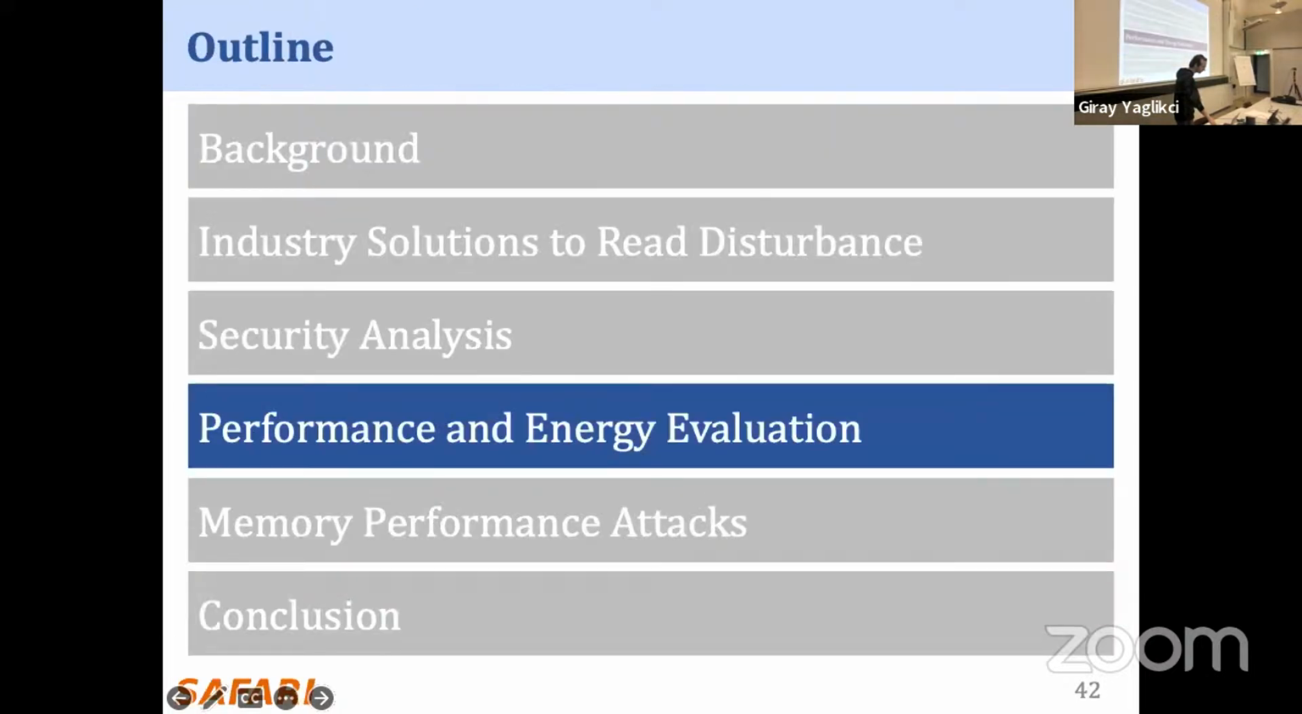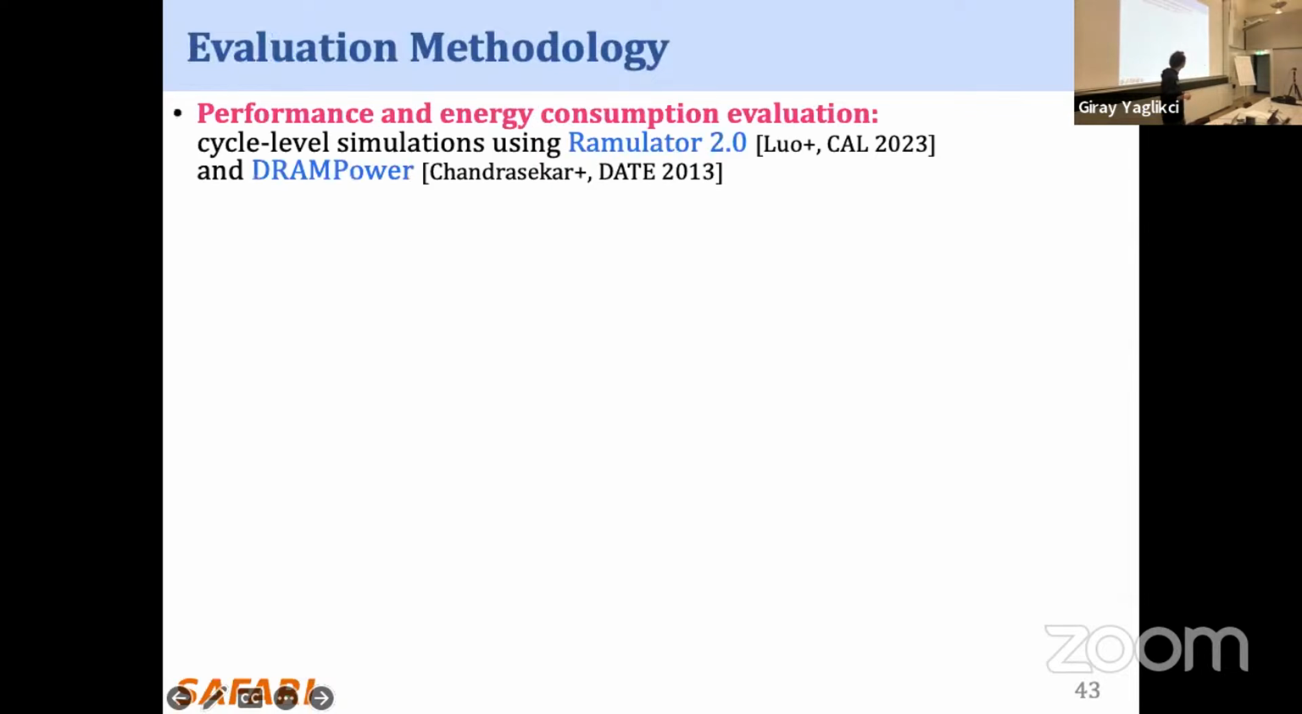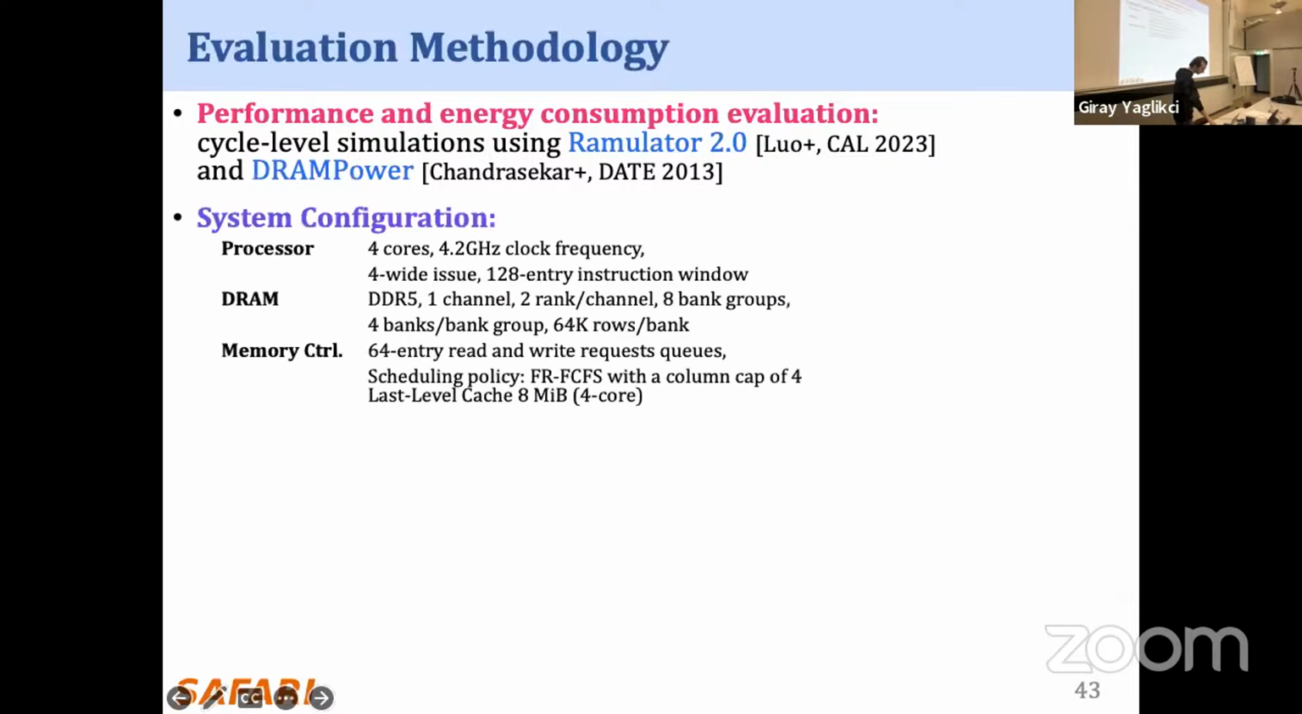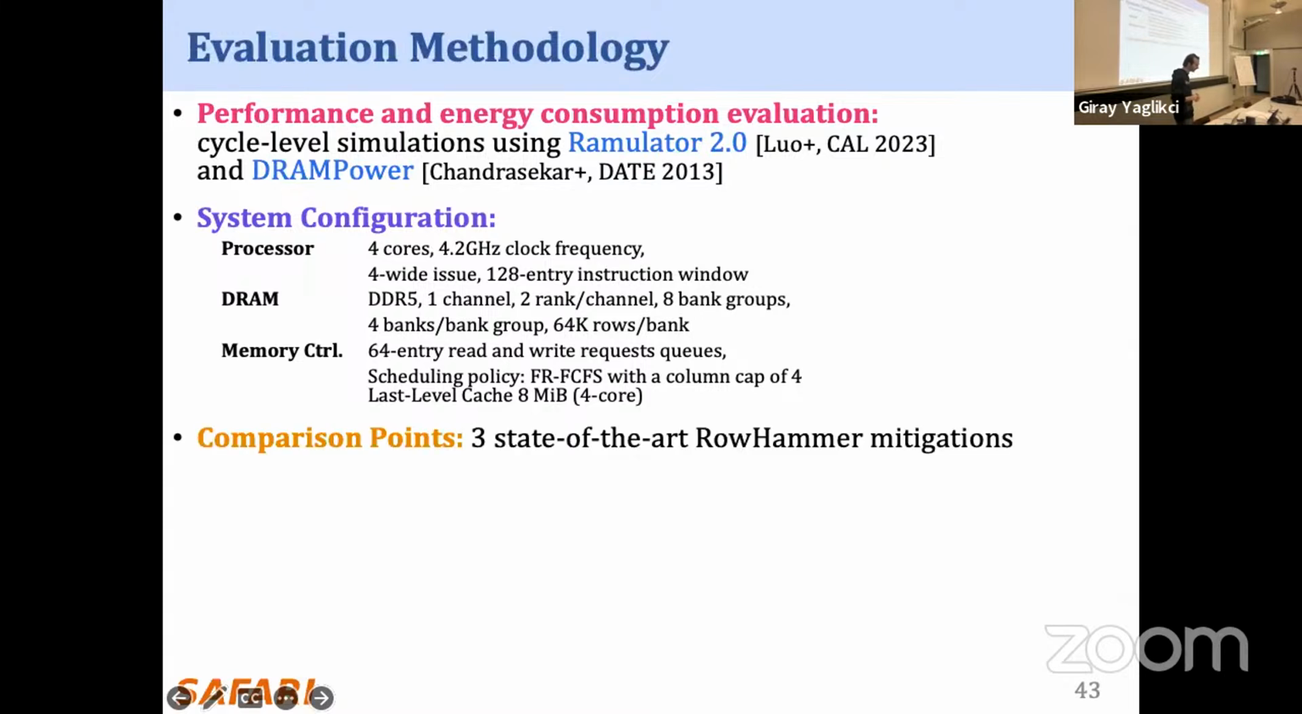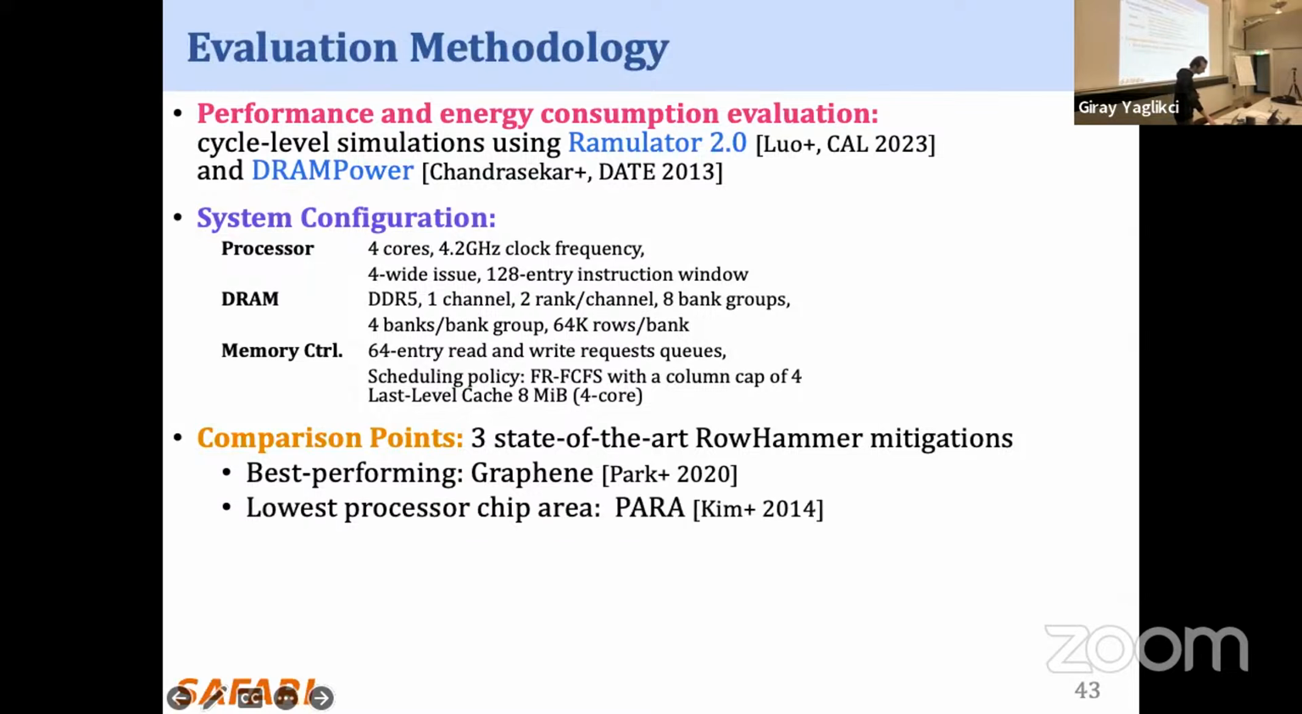We evaluate the performance and energy of both mechanisms using Ramulator 2. We implement both mechanisms in Ramulator 2 and extend Ramulator 2 with DRAM power to be able to analyze the energy overheads of these mechanisms. We use a realistic 4-core system with a DDR5 module that has 2 ranks and 64 banks total. We compare against 3 state-of-the-art RowHammer mitigation mechanisms. First is Graphene, which is the best performing, but as Nisa showed, it has huge overheads as NRH decreases.